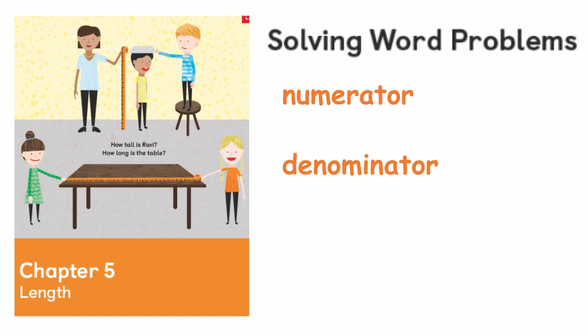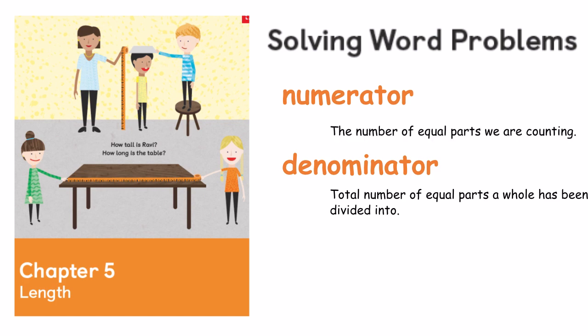Pause the video and see if you can explain what these words mean. A denominator tells us the total number of equal parts a whole has been divided into. And the numerator tells us the number of equal parts we are counting.